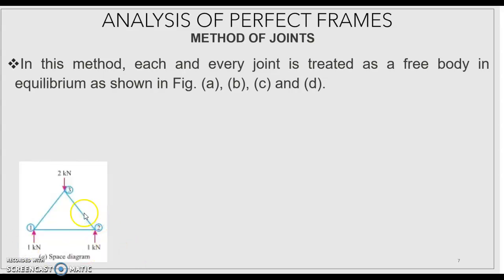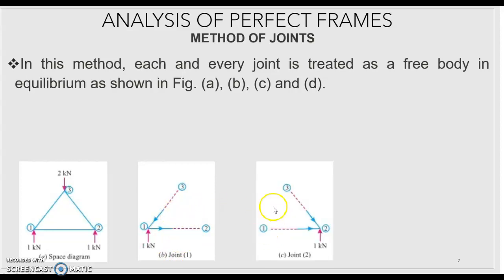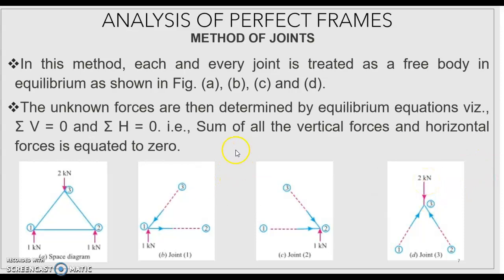Say one example, a triangle frame. It has 3 joints, 1, 2, 3, and each joint is drawn separately. This joint 1 is a free body diagram which is in equilibrium. This joint 2 is also in equilibrium. Then draw the free body diagram of joint 3, and this is also in equilibrium. Now the unknown forces are determined by equilibrium equations, sigma V is equal to 0 and sigma H is equal to 0. That is, all the vertical forces and all the horizontal forces are equal to 0.